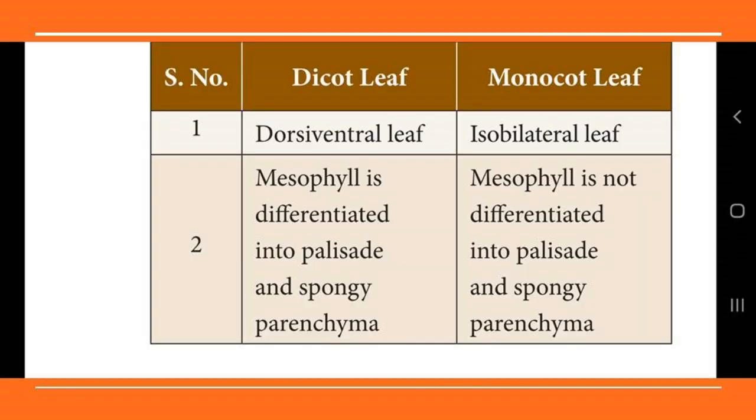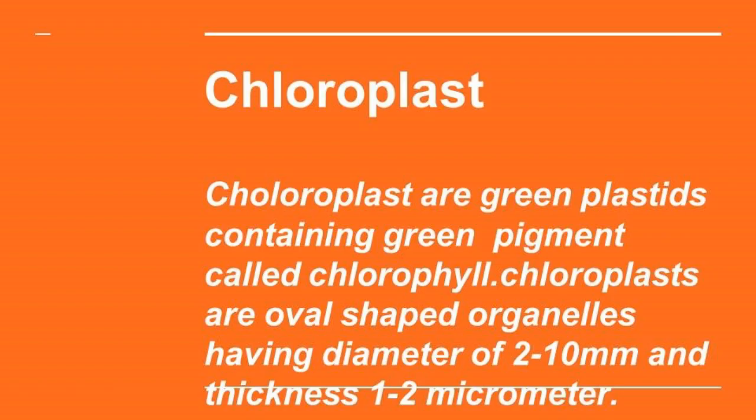Now we are going to see the difference between the dicot and monocot leaf. Dicot is always a dorsiventral leaf and monocot is an isobilateral leaf. In the dicot leaf, mesophyll is differentiated into palisade and spongy parenchyma. In the monocot leaf, mesophyll is not differentiated into palisade and spongy parenchyma. These are the two differences between a dicot leaf and a monocot leaf.